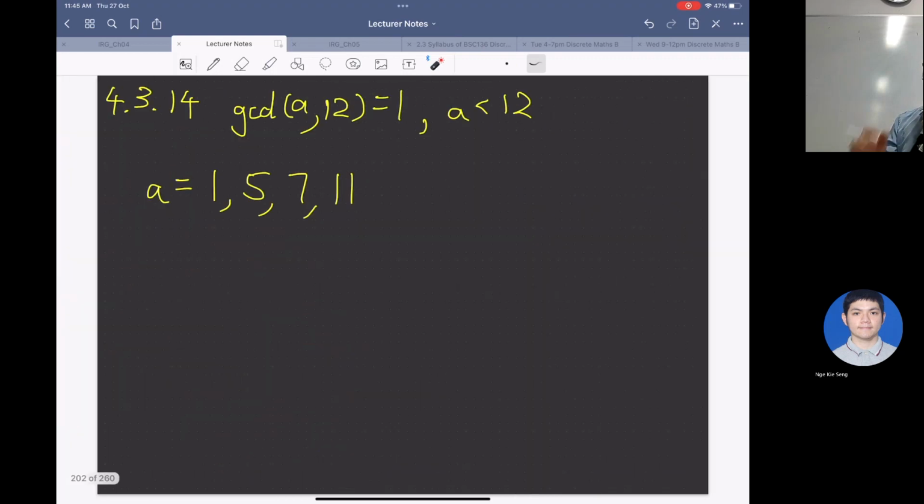Okay, next. 4.3.14 asks you how to find a number that's relatively prime to some other number. Find all the numbers less than 12 such that they're relatively prime to 12. So you find those with no common divisor greater than 1.